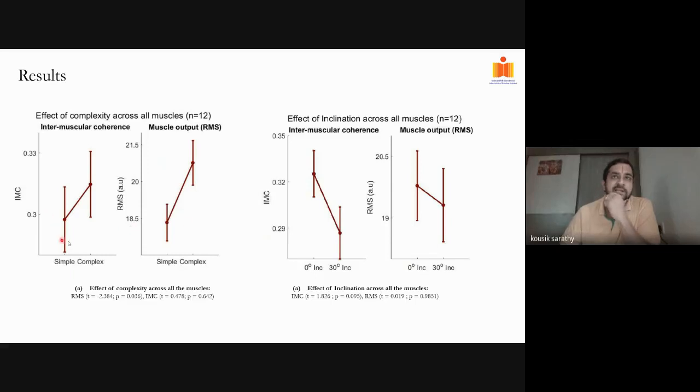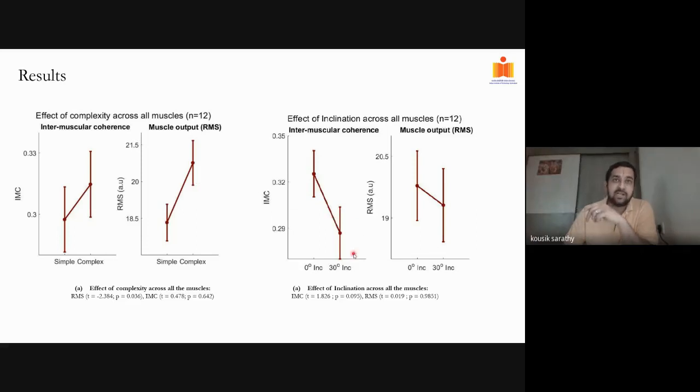What we could immediately see is that the muscle output, or the RMS of the EMG, increased with a complex task. Now, this is counterintuitive, because you would assume that RMS would not increase and synergy would increase, but that didn't happen. The synergy, or the intermuscular coherence, was not altered, whereas the muscular input actually increased.